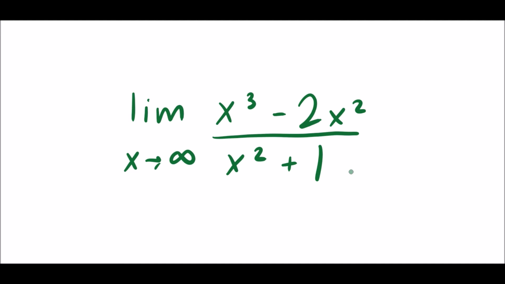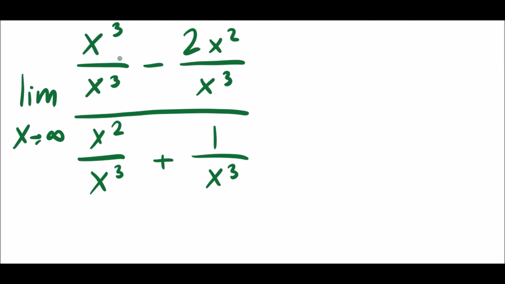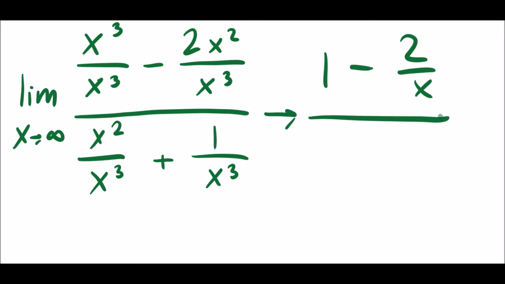So what it involves doing is we have to divide by the term with the highest degree. And as you can see here, x cubed is the term with the highest degree, so let's divide everything by x cubed. When we do that, we end up with this. So to kind of simplify things a little bit, we can write this as 1 minus 2 divided by x, divided by 1 over x plus 1 over x cubed.